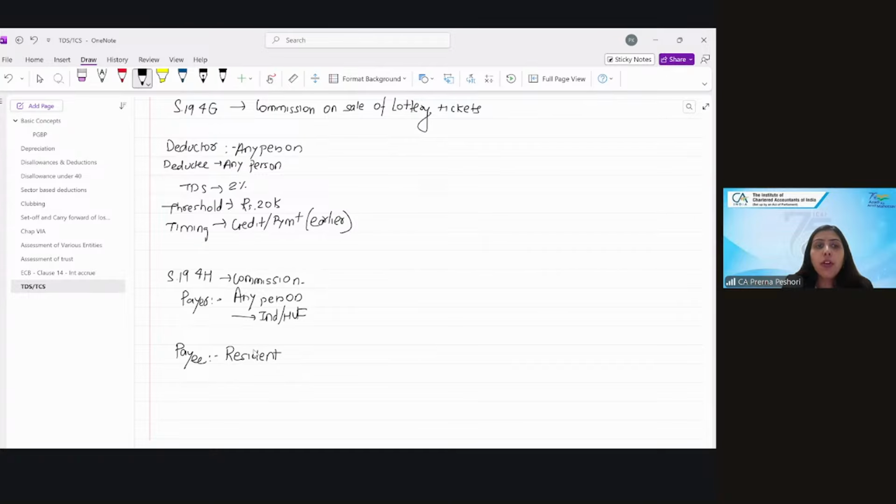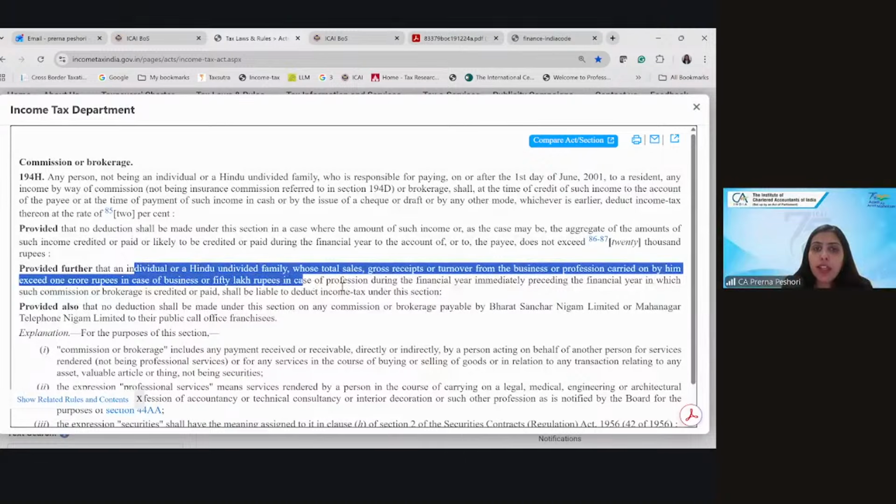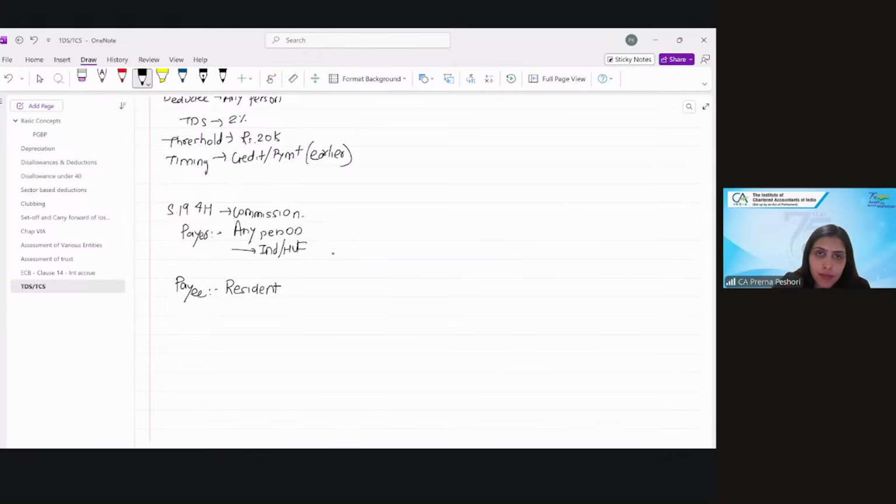For the payer, what they say, an individual or HUF whose total sales, gross receipts or turnover from the business exceeds rupees 1 crore in the case of business or 50 lakh in the case of profession in the immediately preceding financial year. So, for individual or HUF, turnover, okay.